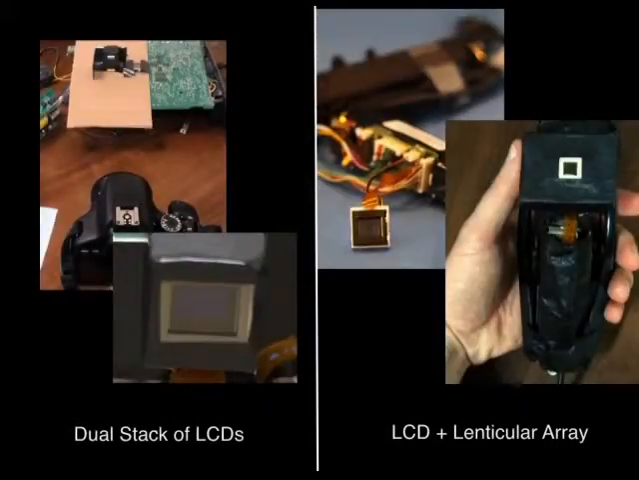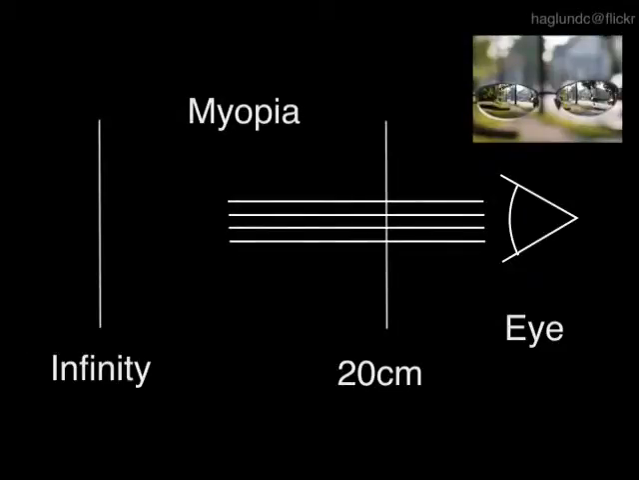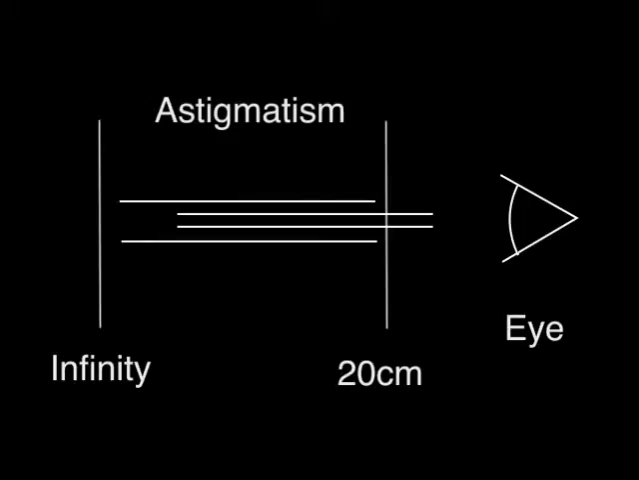With no moving parts and built from off-the-shelf components, our tailored display allows us to address the main causes for loss of visual acuity worldwide: nearsightedness, farsightedness, astigmatism, and presbyopia.